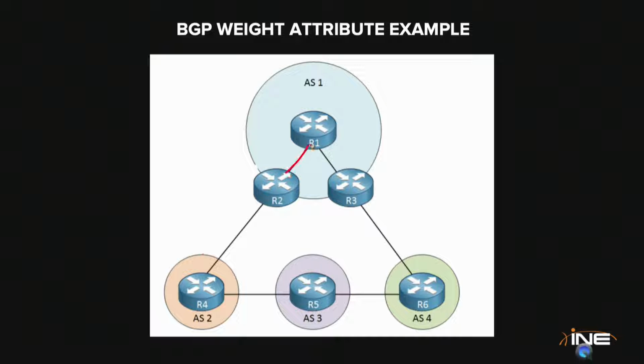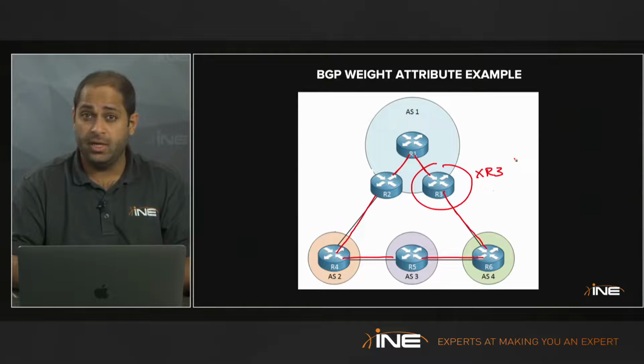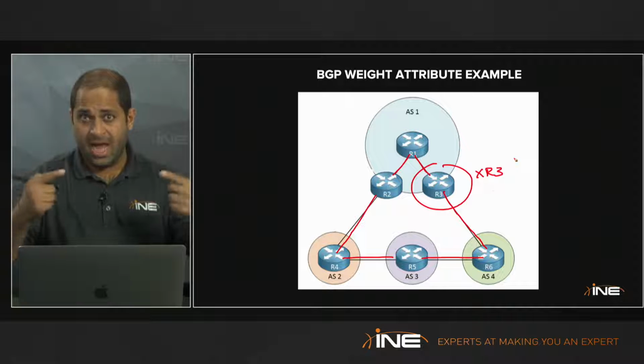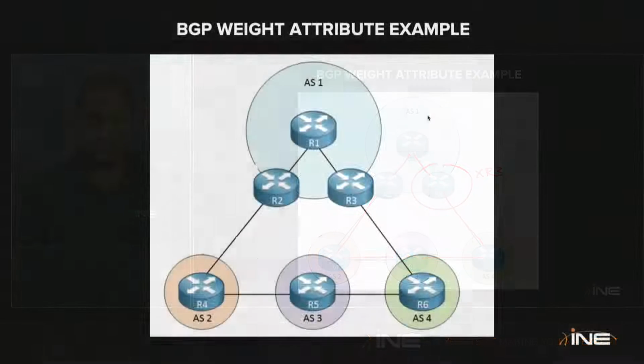So 2 and 1 are neighbors. They are forming neighborship on the physical interface. 1 and 3 are neighbors. 2 and 4 are neighbors. 4 and 5 are neighbors. 5 and 6 are neighbors. And 3 and R6, they are neighbors. All the routers are IOS XE routers except for router 3, which is XR3. So my basic BGP neighborship has been done. There is no neighborship between 2 and 3. They only form neighbors in iBGP towards R1.